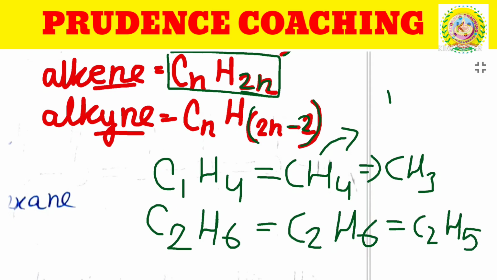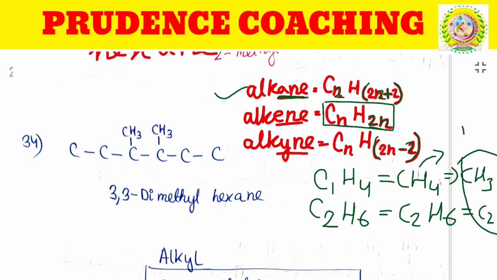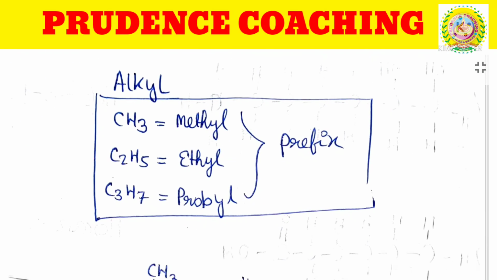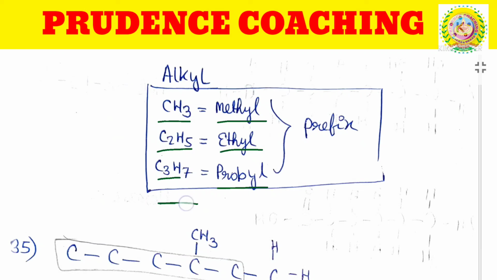And this is the group of alkyl, which we will learn now. So if we subtract 1 hydrogen from the alkane, we will get alkyl. And it is named like this: CH3, that is the first one, methyl, second one ethyl, third one propyl, so fourth one you will get as butyl, and so on.